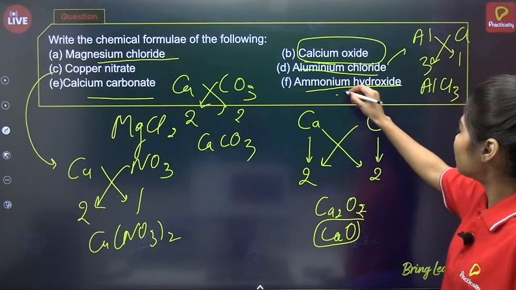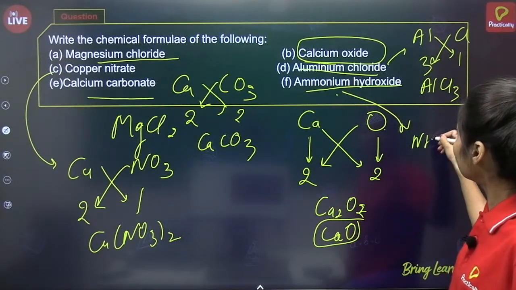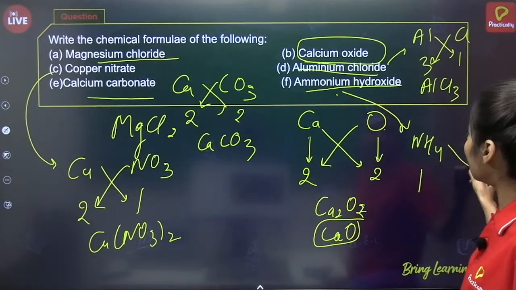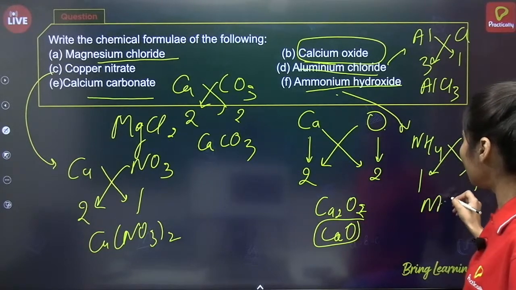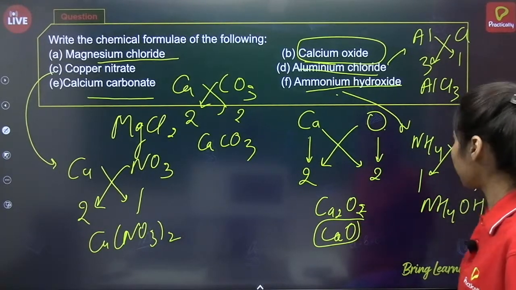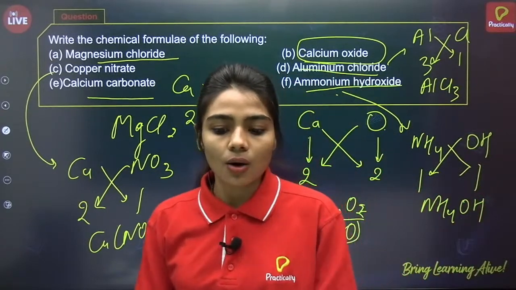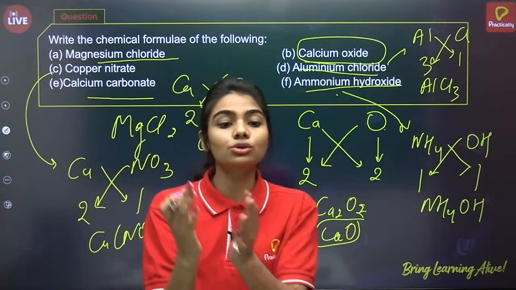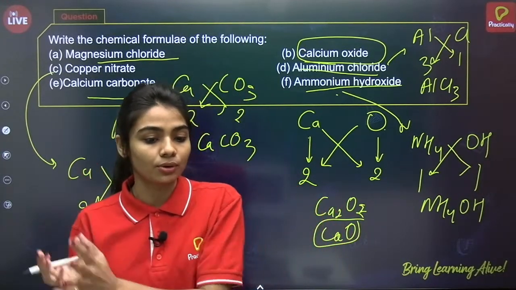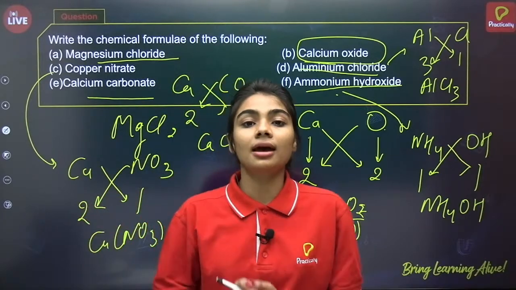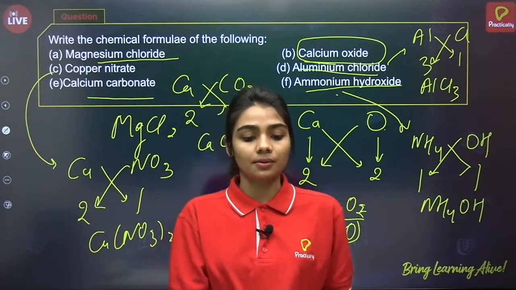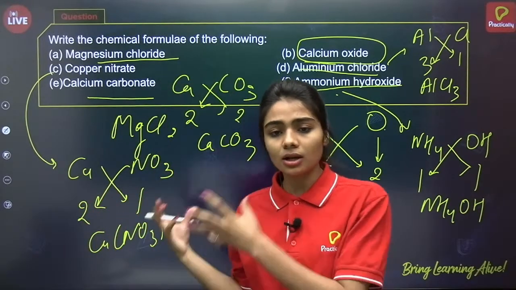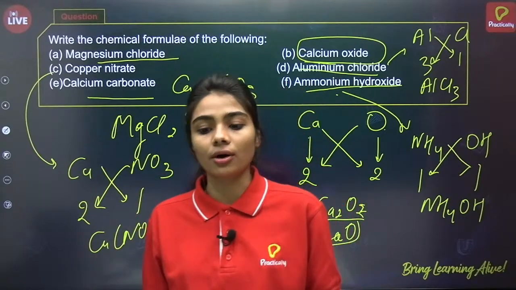Ammonium hydroxide, for ammonium it is NH4. Hydroxide is OH. This is 1, this is 1. Cross multiply, we will get NH4OH. This is how you need to remember things. This is how you need to answer that particular question. This question has been asked in your previous examination, so you should know how to write your answers.